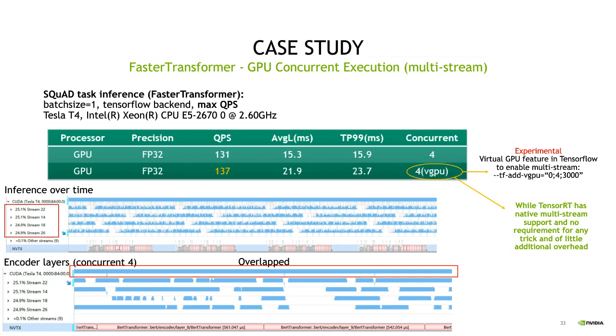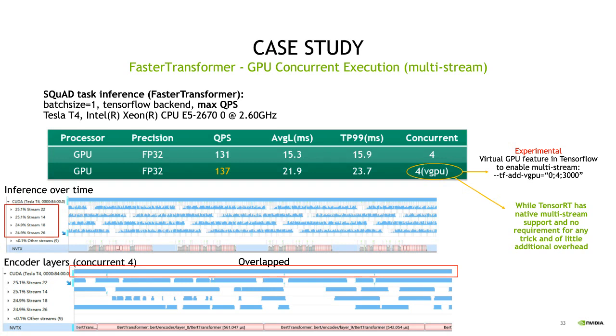In the previous slide we only used one stream, and in this slide we will introduce a feature which is called the virtual GPU feature. It's experimental, and this feature allows you to split the GPU virtually for TensorFlow. So for TensorFlow, it will see 4 GPUs in this case. I split the GPU into 4 virtual GPUs. Then TensorFlow will create a dedicated stream for each virtual GPU it sees. In Triton, we provide this with the TF-add vGPU option.